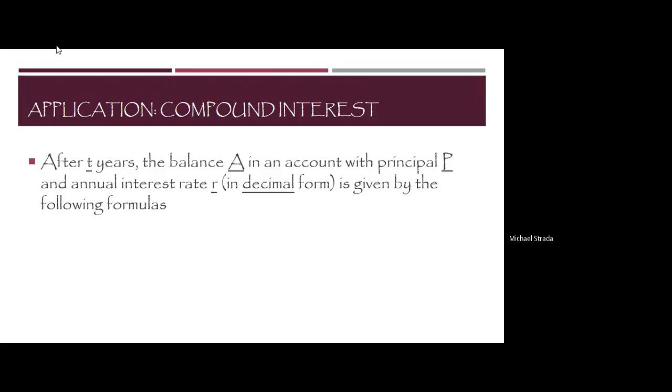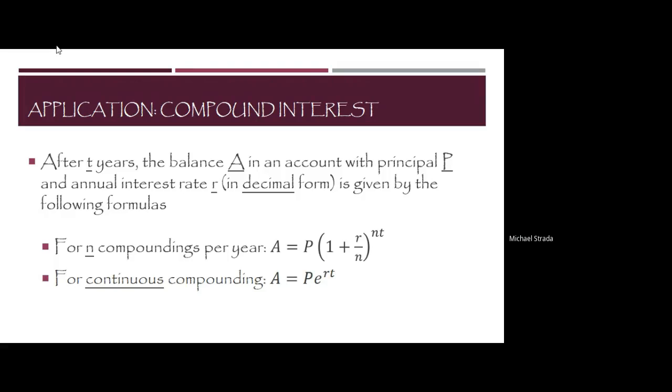After T years, the balance A in an account with principal P and annual interest rate R in decimal form is given by those two formulas. For N compoundings per year, A equals P times (1 plus R over N) to the NT. And for continuous compounding, we have what we like to call PERT. Obviously, you don't need to memorize them as you will be taking the quiz at home on Monday. So you just need to be able to use them.